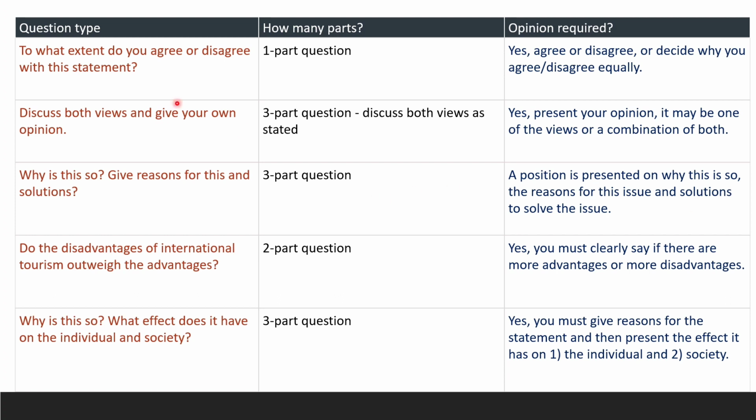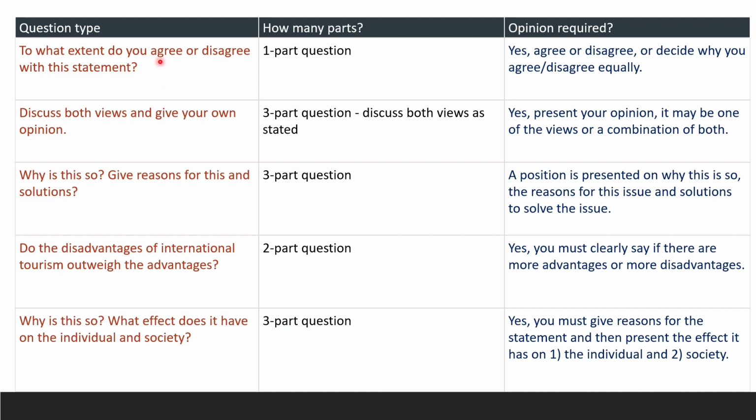Now I'm going to explain for different question types, how many parts should be there and what kind of opinion is required. Most of the times students get confused with this thing, that how many paragraphs should be written, how I need to divide my essay. So let's explore this thing also.